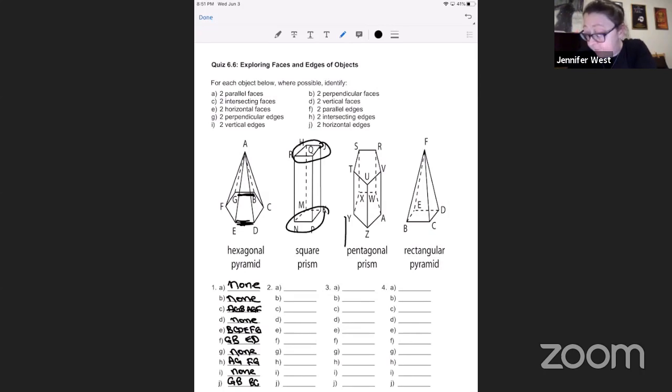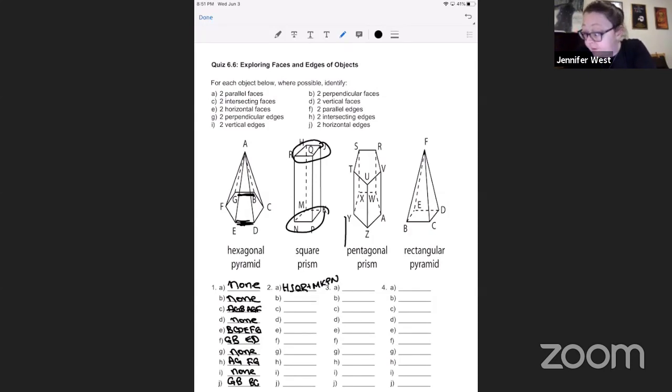And I don't even know if I have room to write this. HJQR and MKPN. It's so small, I'm sorry.